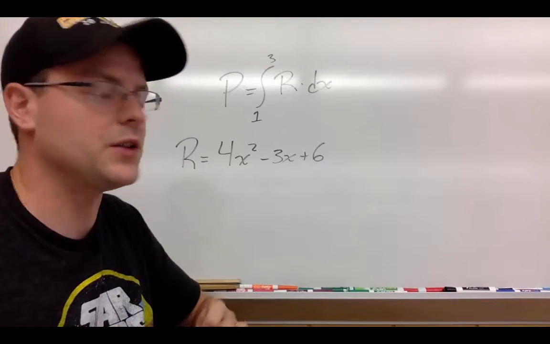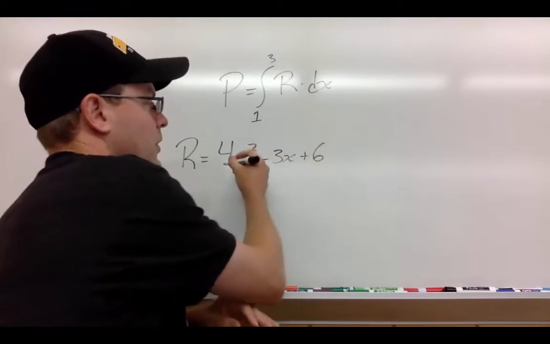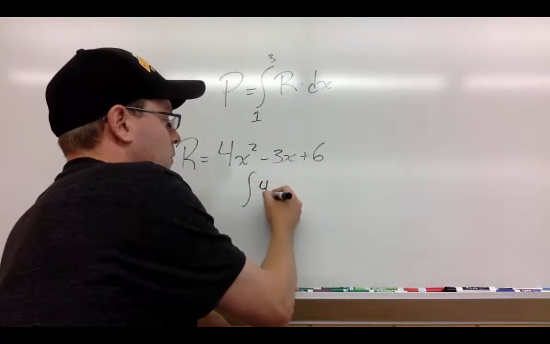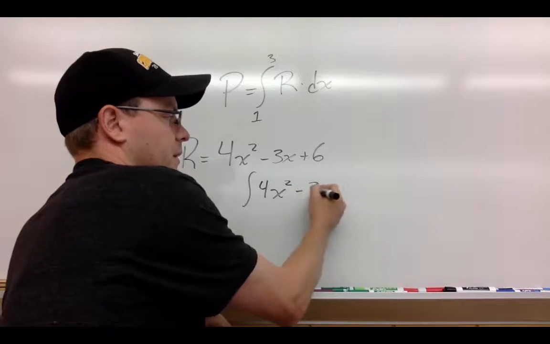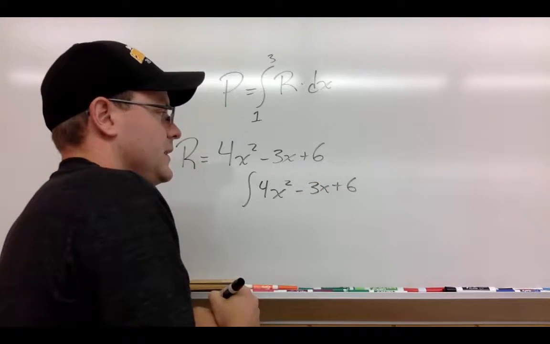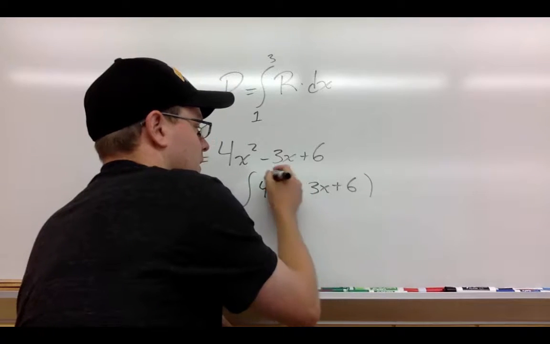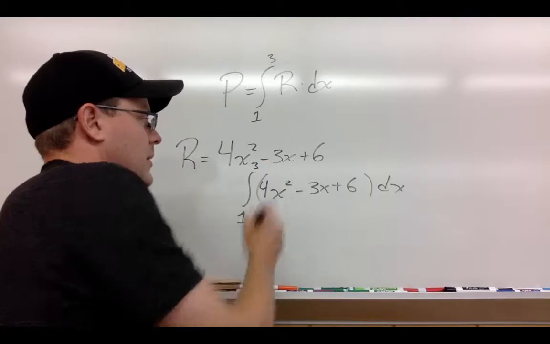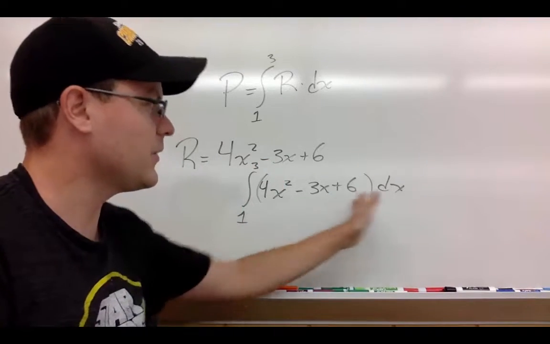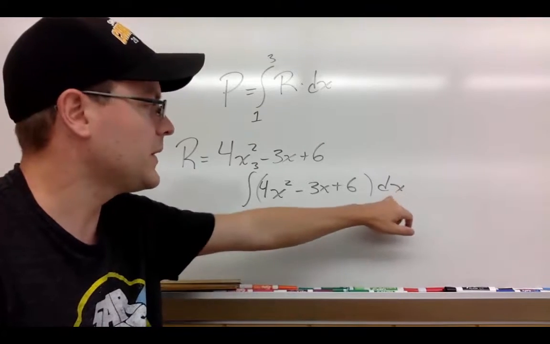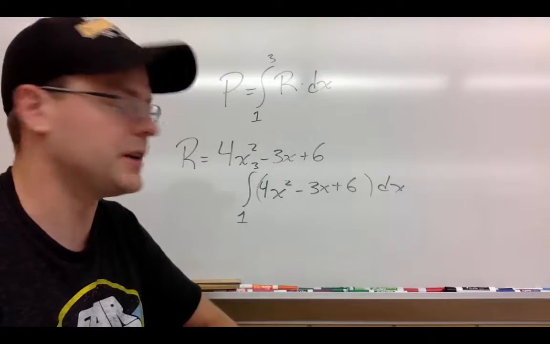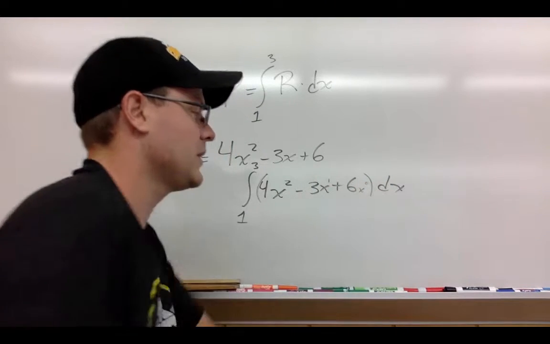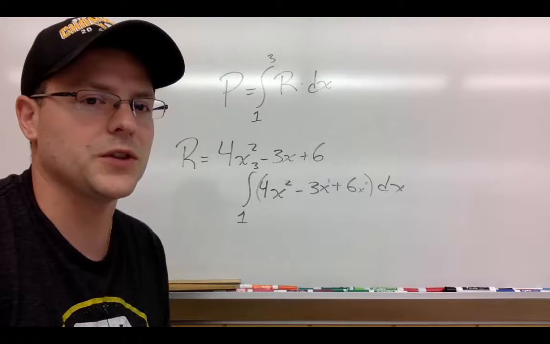And so what I need to do there is put this entire function in for r. So that'll give me the integral of 4x squared minus 3x plus c dx. 1 and 3 are my bounds. So first I have to evaluate this entire function. Anything with x needs to be evaluated here. And technically this is x to the first, and remember this is x to the 0 power. So you are going to evaluate those functions as well.